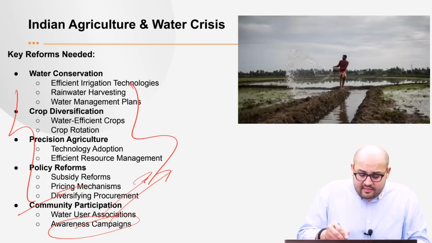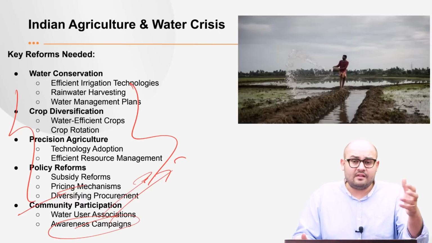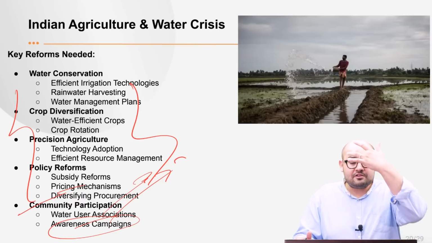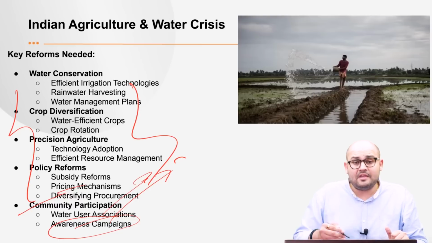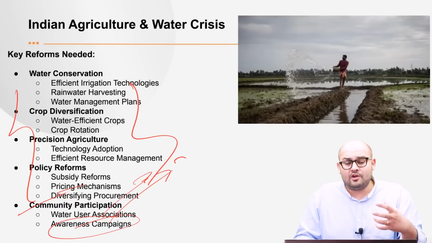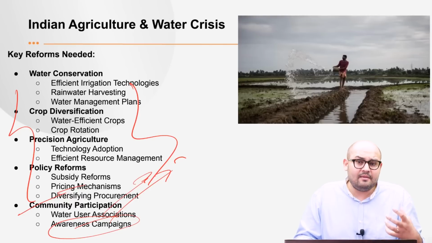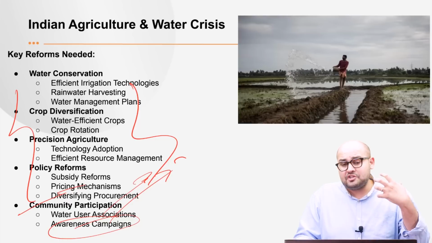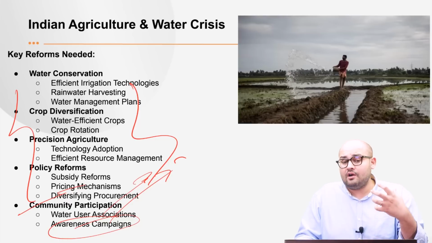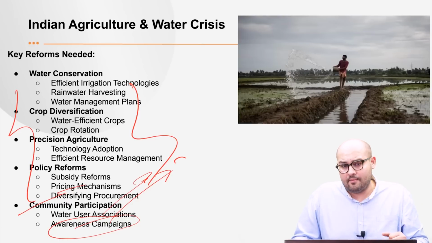So what we see is that there is a prevalence of these unsustainable practices, and this is actually deepening the water crisis. These measures need to be employed in order to make sure that we have got a sustainable agriculture in place, so that we can assure the food security, we can assure the livelihoods of millions of farmers in the country. So that is what you need to know about this article.